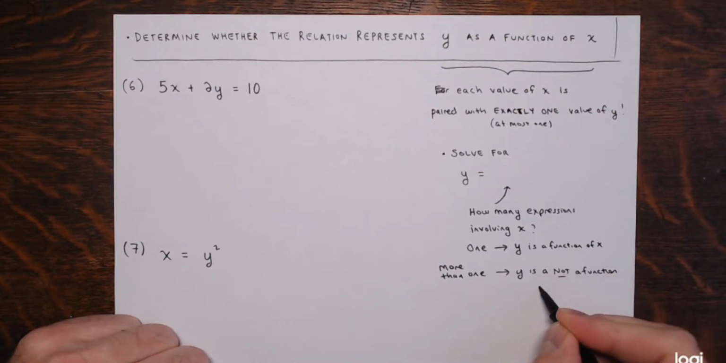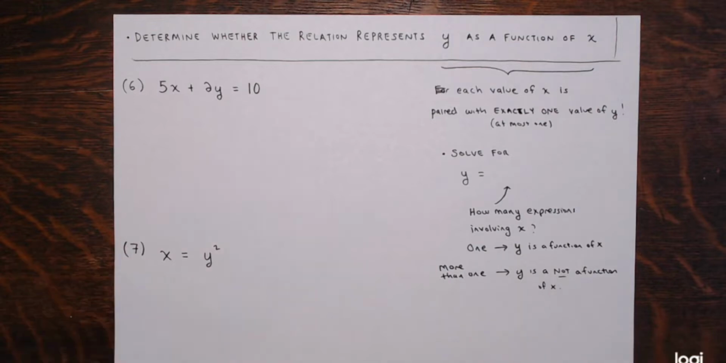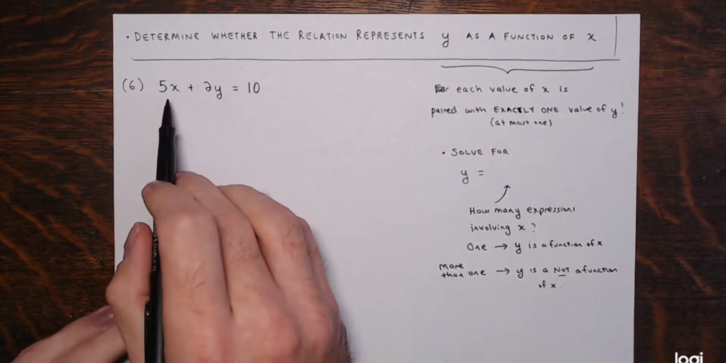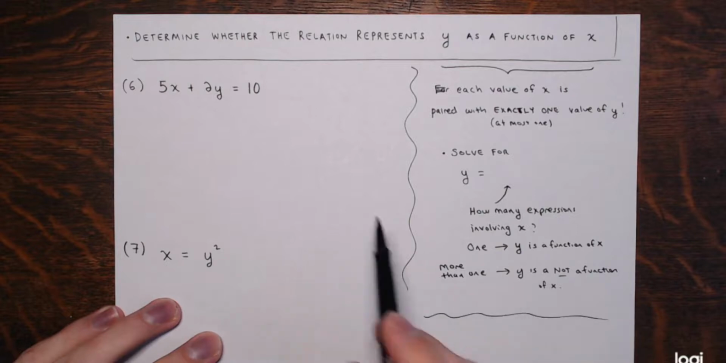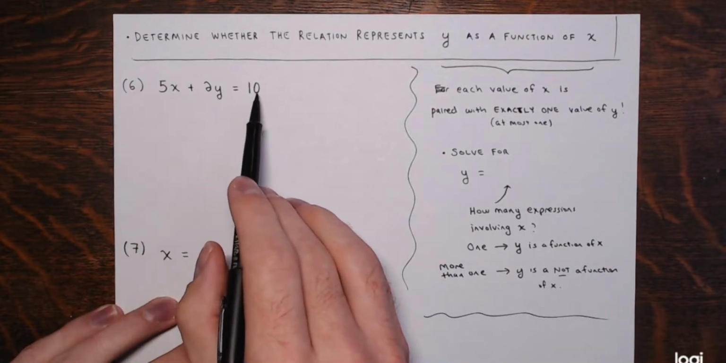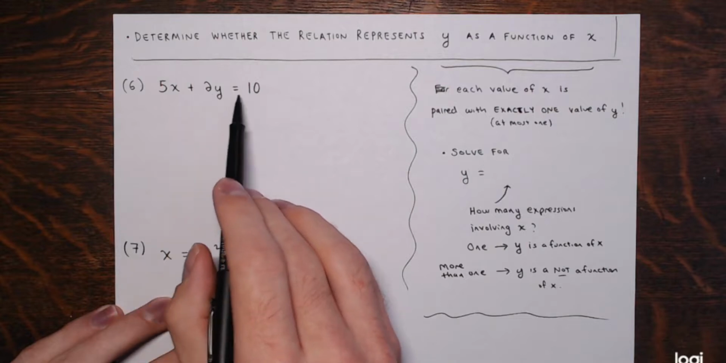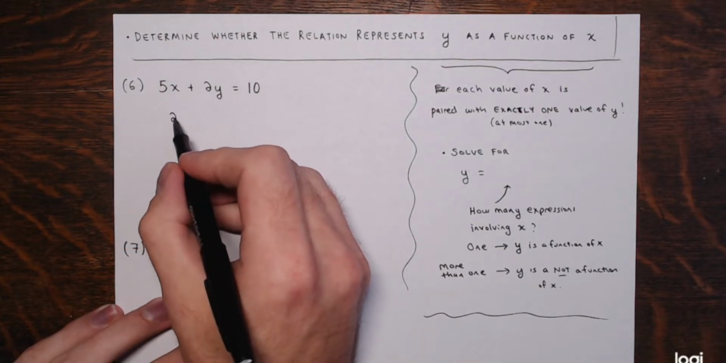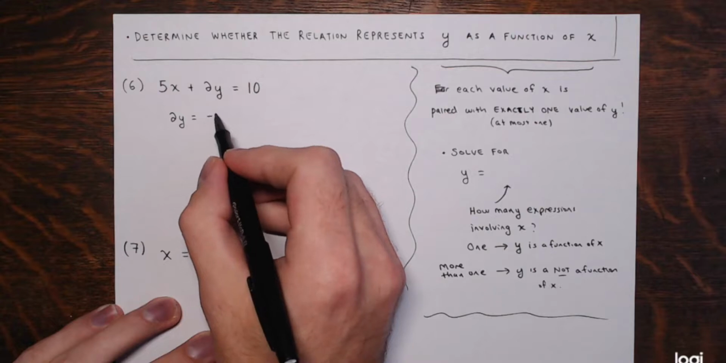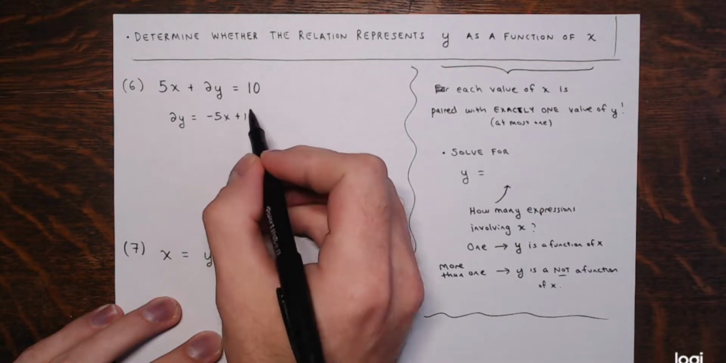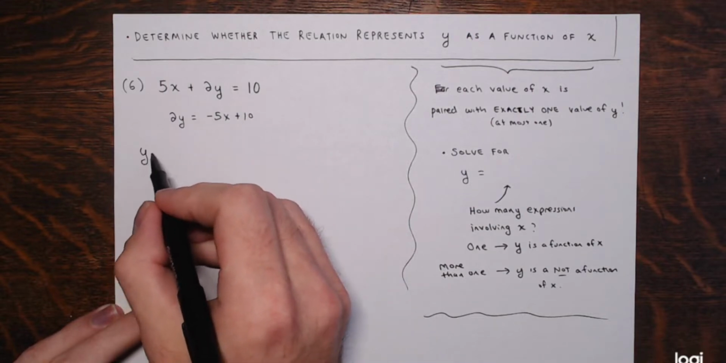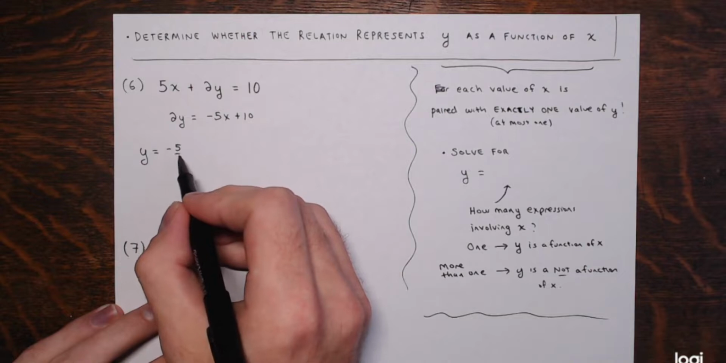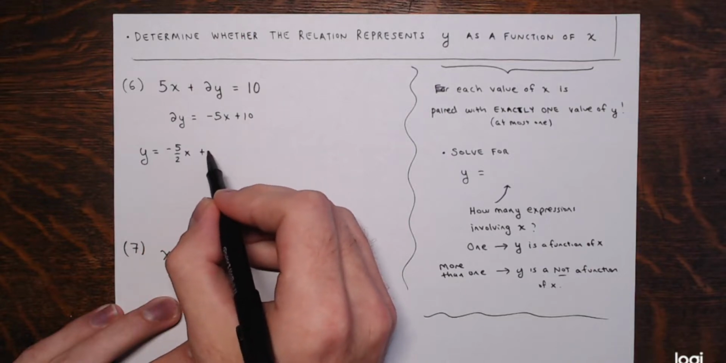And I'll also show you some graphs too, and I'm going to go to a calculator for some graphs. Anyway. All right, so example 6. 5x plus 2y equals 10. So I solve this for y. All right, so we'd have 2y equals negative 5x plus 10. I would subtract 5x first, and then I would divide everything by 2. So y equals negative 5 halves times x plus 5.